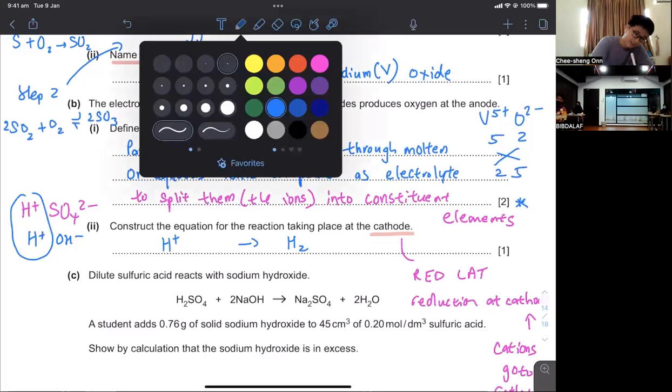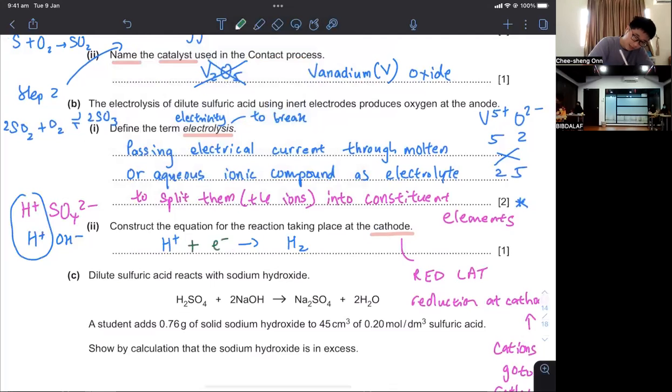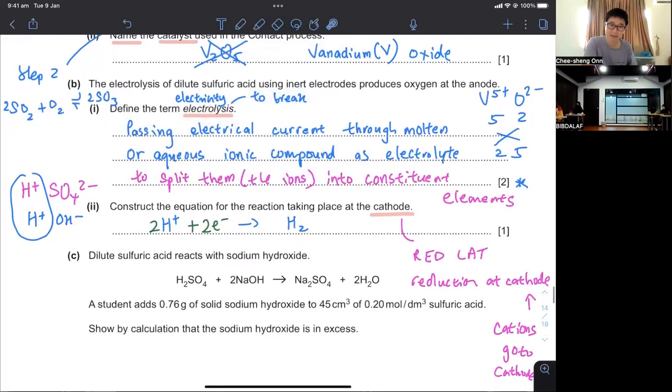Positive charge to no charge, you must gain electrons. So you have 2 hydrogens. So 2H plus gain 2 electrons. Gaining of electron is reduction. Cations go to cathodes. Reduction happens at cathodes. You get hydrogen gas from these cations.